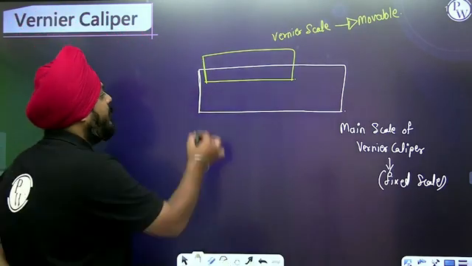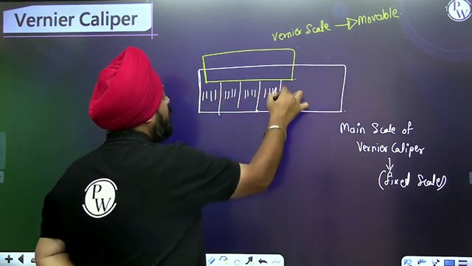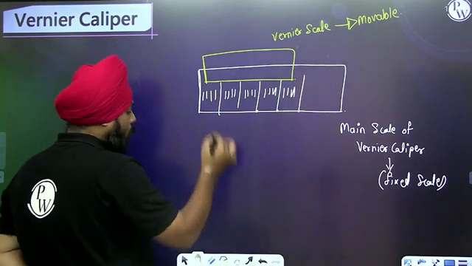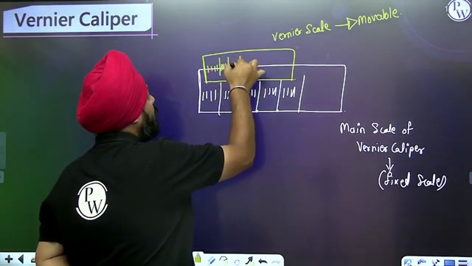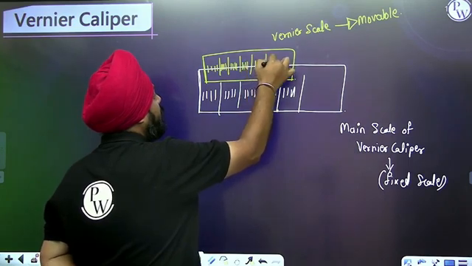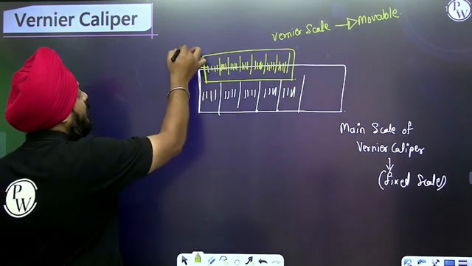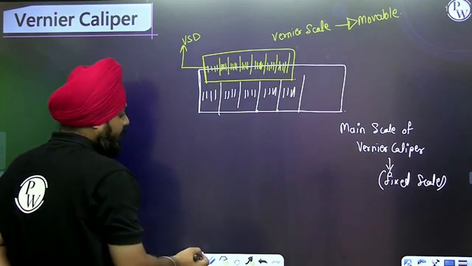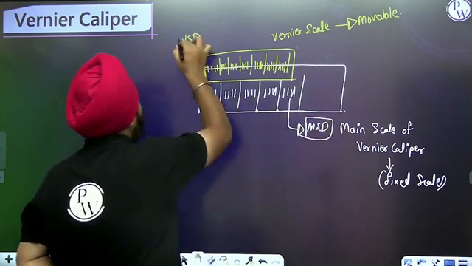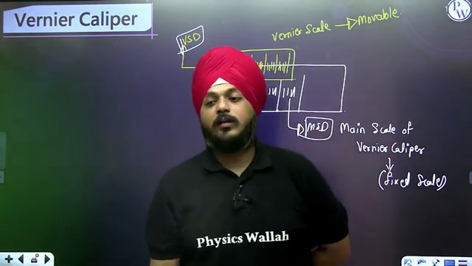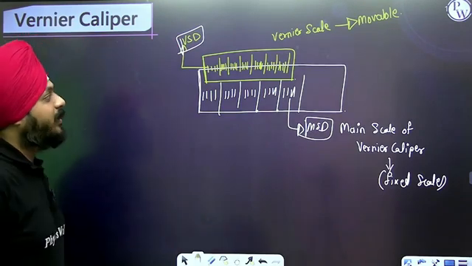The divisions on the main scale are the main scale divisions. The divisions on the Vernier scale are Vernier scale divisions. These are VSD, and this one is MSD. MSD stands for main scale divisions, and VSD stands for Vernier scale divisions.